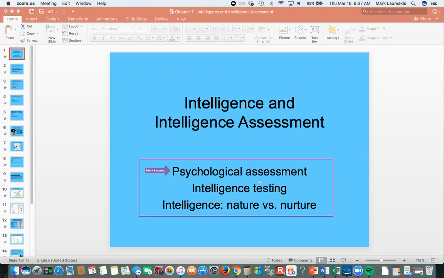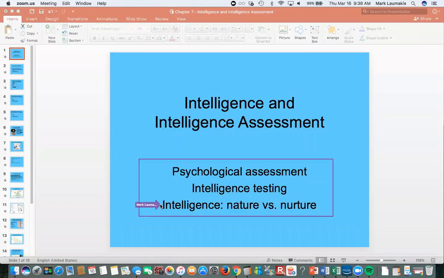Then we're going to zoom in and at a more micro level, we're going to talk about intelligence testing. We're really going to dig through the history of intelligence testing. We're going to look at contemporary approaches to intelligence testing. We're going to look at some sample items and subtests on these IQ tests that we use today. And then in the final 20 to 25 minutes, we will take a look at the nature versus nurture issue as it maps onto intelligence.